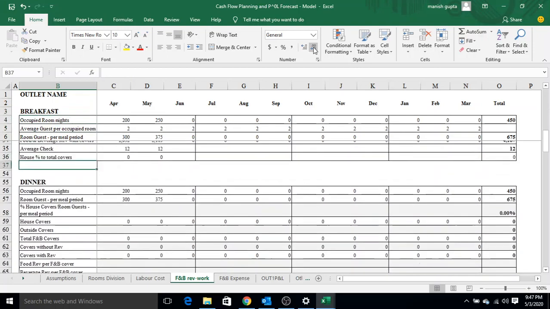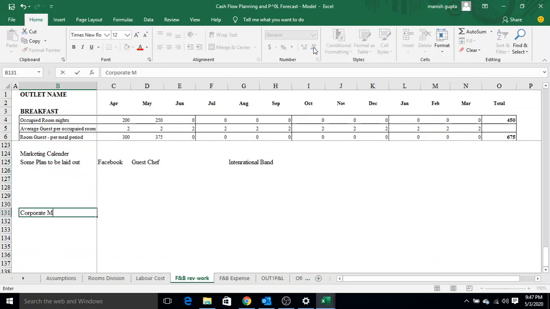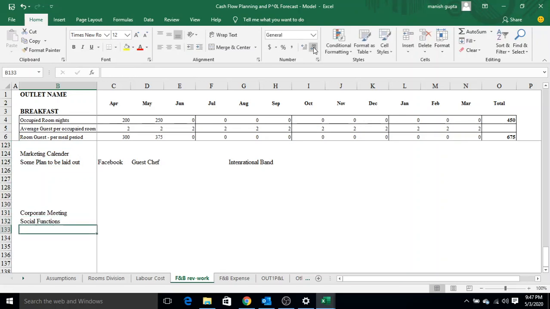The segmentation for banqueting usually is divided into corporate meetings, social functions, government functions, government related business, or other types of functions that you may have in your hotels. So these are the segmentations.